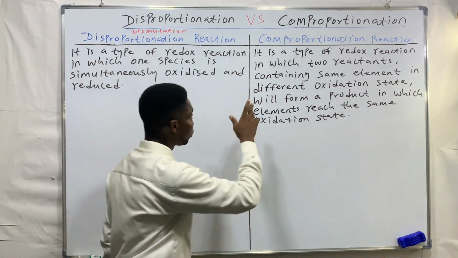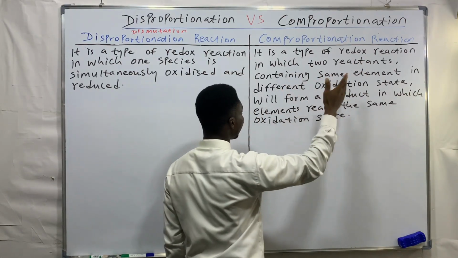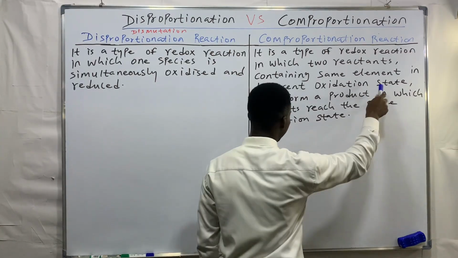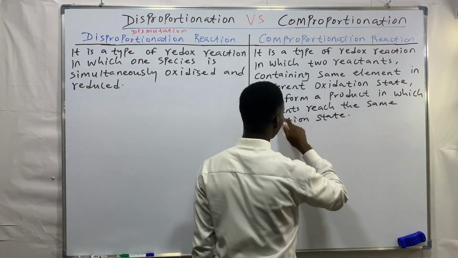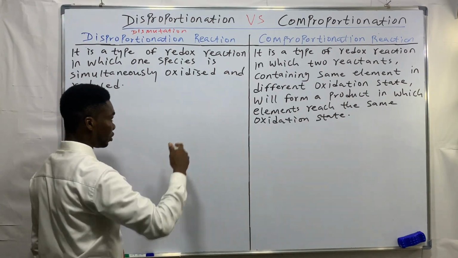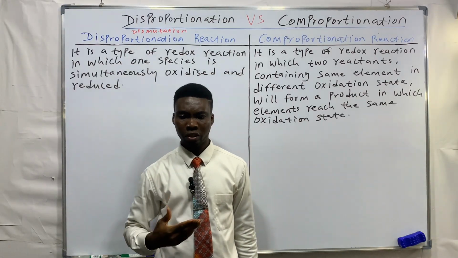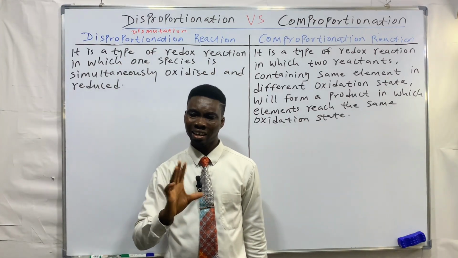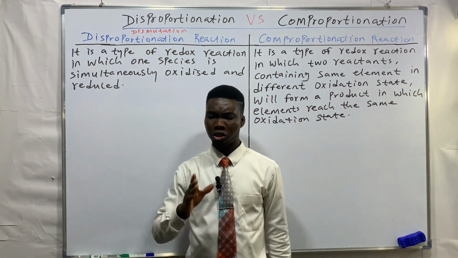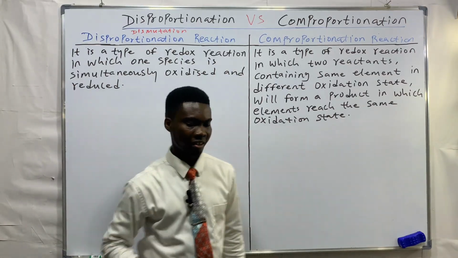Now, coproportionation is a type of redox reaction in which two reactants containing the same element in different oxidation states form a product in which the elements reach the same oxidation state. So that is coproportionation reaction. Don't worry, before the end of this video, you're going to see the classical differences between disproportionation and coproportionation. So don't go away. Let's get started.